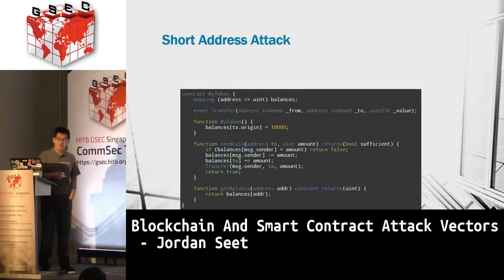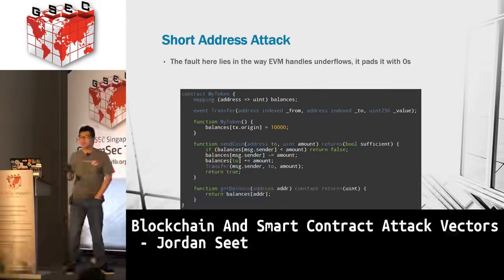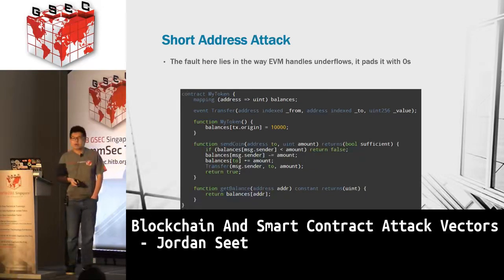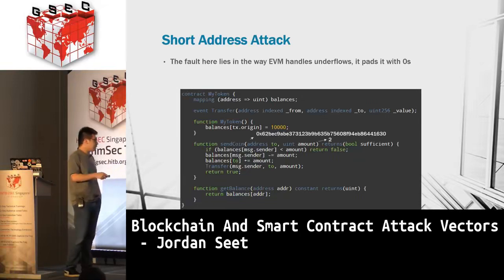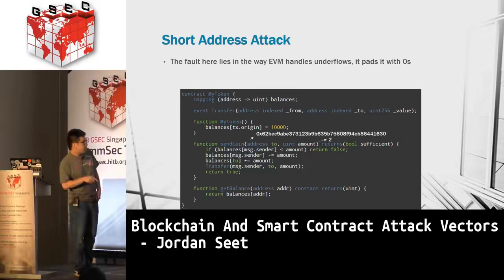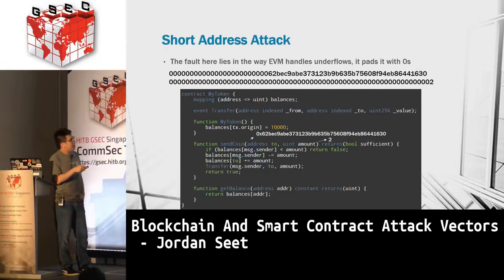It's not very obvious because the code isn't the problem. The compiler is the problem. The fault here is in the way the virtual machine actually handles underflows. What happens with underflows is that it pads it with zeros. So let's take, for example, this address here, and then the amount that I put in is 2. Remember when I spoke about the message.data? This is what is sent to the message data. So you can see the address over here, and you can see the amount that is sent over here, correct?